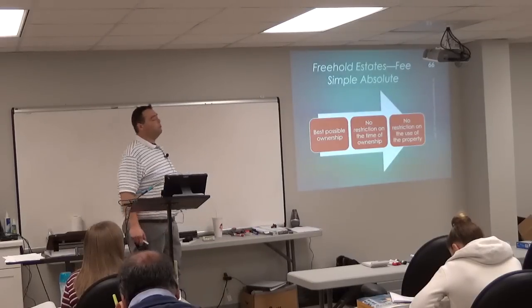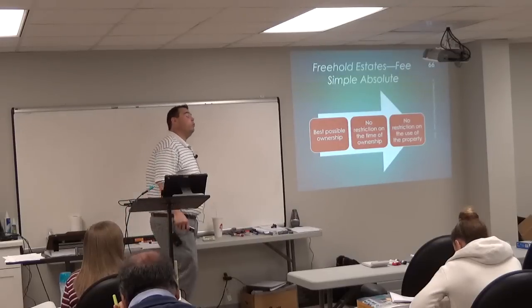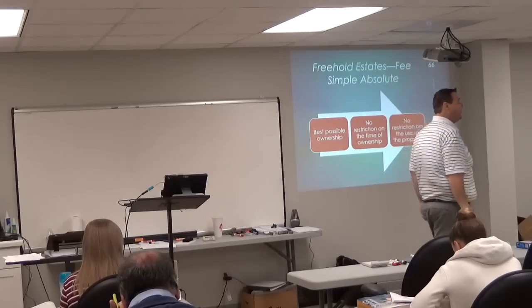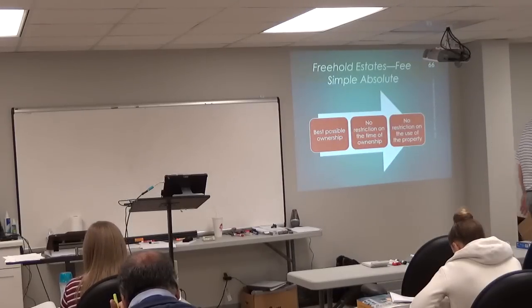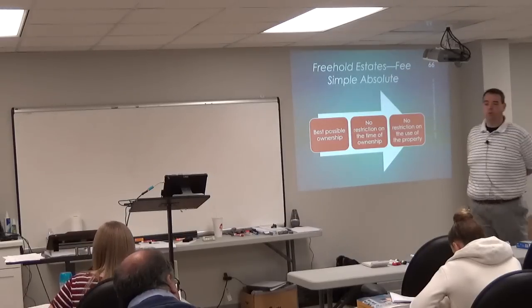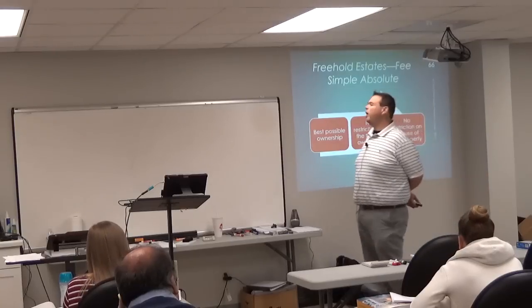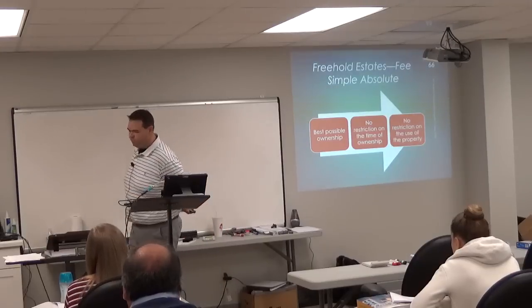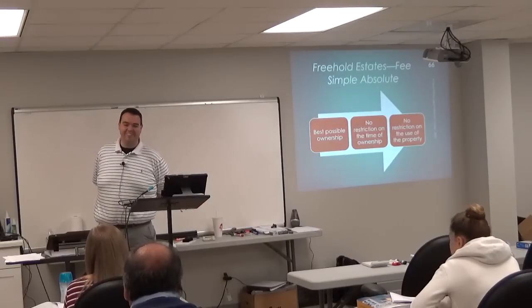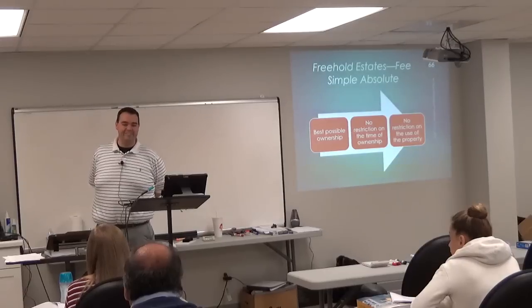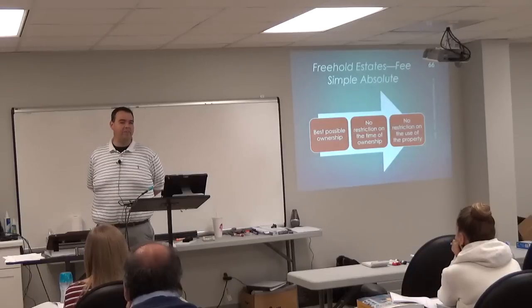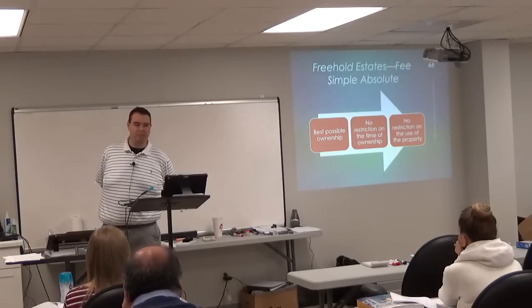So, when we start to break down the different types of ownership, let's talk about the one that you know the best, even though you didn't know you knew it. It's called fee simple absolute. This is what you've always thought of as ownership. Let me ask you a question. If I own a property, what can I do with that property? Sell it. Leave it. Whatever I want to do with it, right? It's mine. And how long do I own it? Forever. That's fee simple absolute ownership.